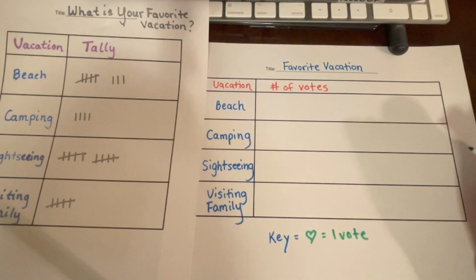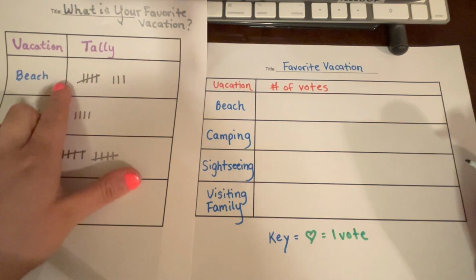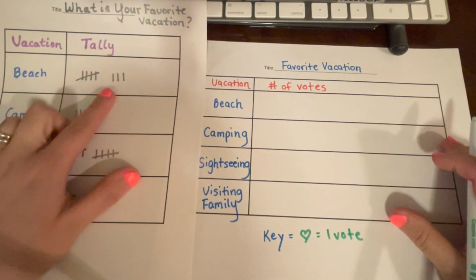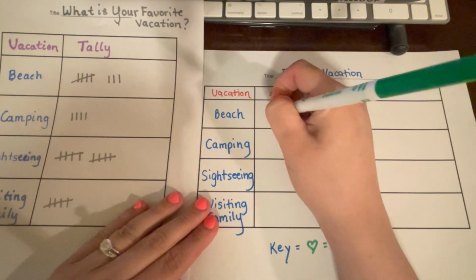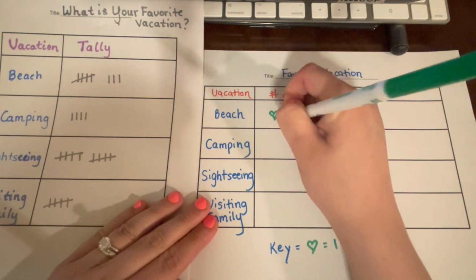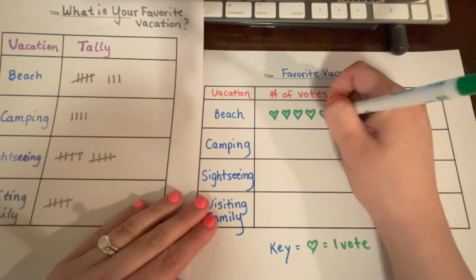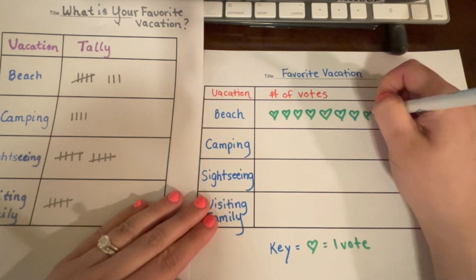So now I have to look at the beach, and I see that because there's a line going through my tallies here, I know that's 5 right off the bat. I don't have to count them. 6, 7, 8. So I have 8 votes for the beach. So I'm going to draw 1, 2, 3, 4, 5, 6, 7, 8.